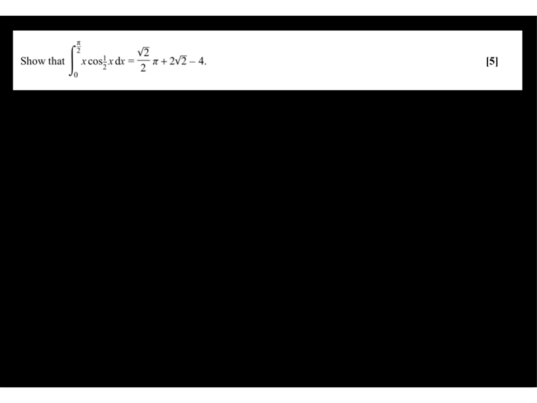Now we can see there's a clear product, and integration by substitution isn't going to work here because one part of this is not going to differentiate to another part of this. So we're going to have to do this using integration by parts. So I want to make sure that we remember the integration by parts formula, so let's write that down.